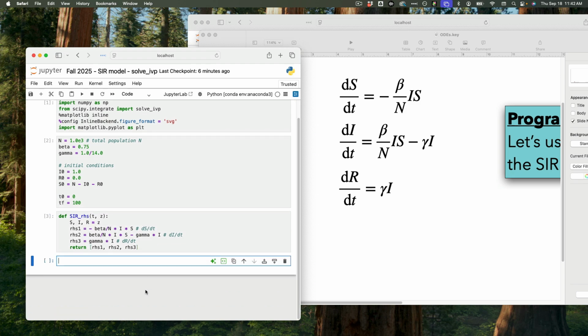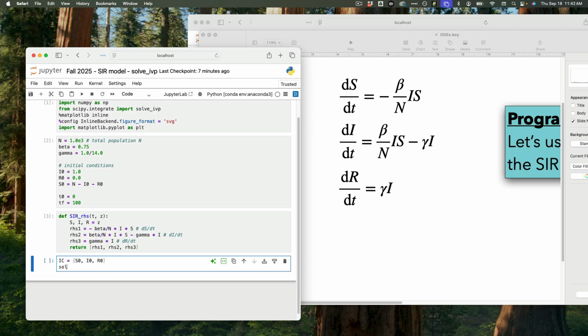Okay? Finally, my initial condition is going to be S0, I0, R0. And I'm declaring that over here just so that it's easier. And then solution is solve IVP. And we're going to give it the SIR right-hand side, and we will give it T span equal T0 to T final, and we will give it Y0 equal to my initial condition.